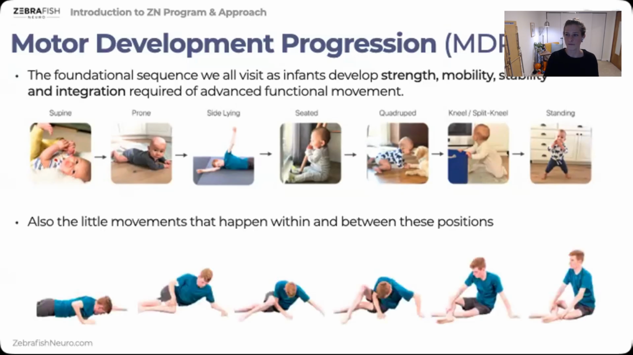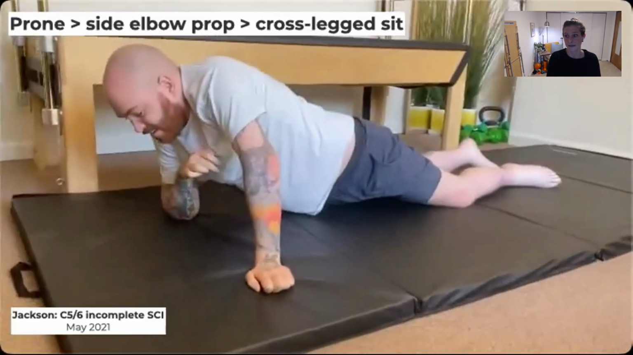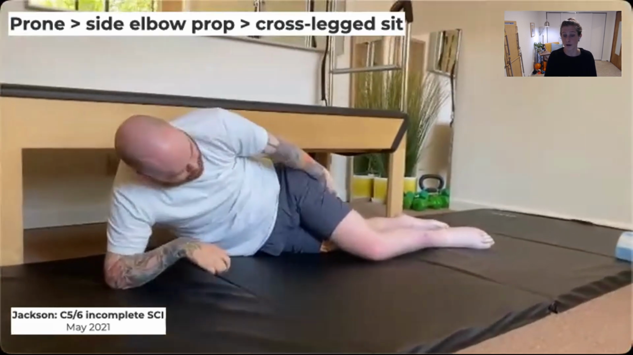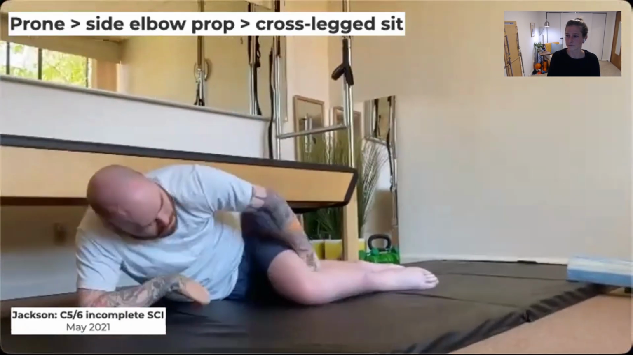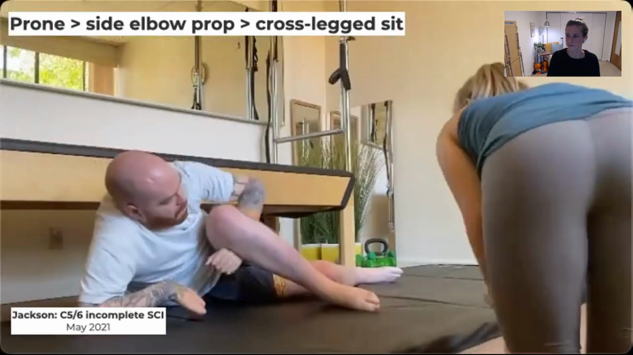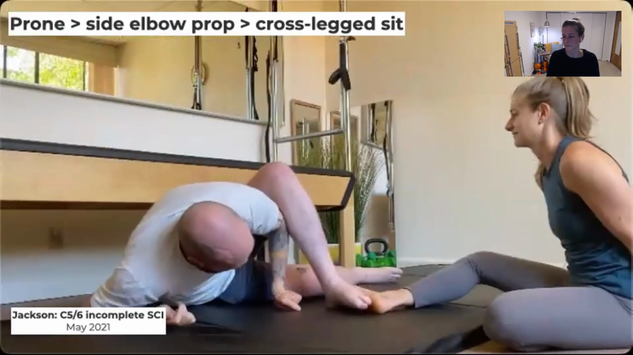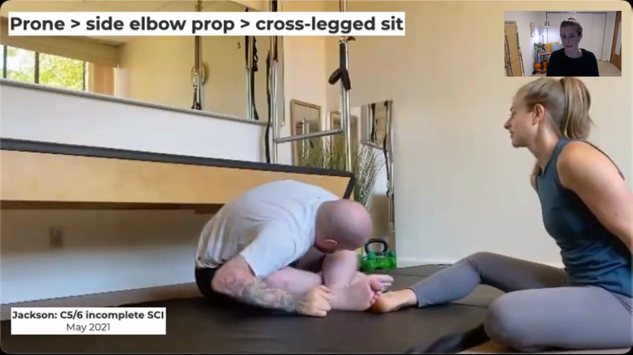It's also important to note that just because you have this sequencing, it's not just the positions, it's also the little movements within and between the positions that really matter. So what I call transitions. And just sharing Jackson doing a transition, inspired by the motor development progression, or like we see this in infants, going from a prone to a seated position. There we go. Very nice.